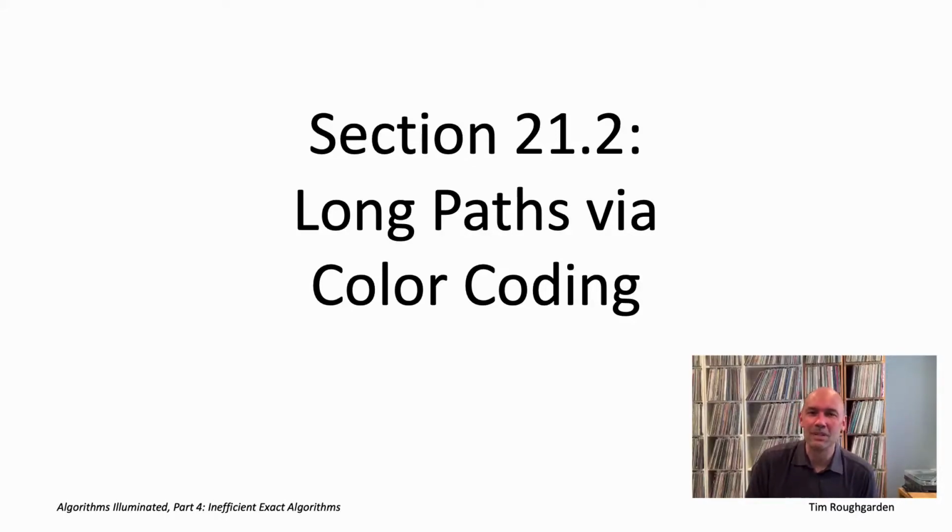Hi everyone, and welcome to this video that accompanies section 21.2 of the book Algorithms Illuminated Part 4. This is a section about computing a long path in a graph using a technique known as color coding.